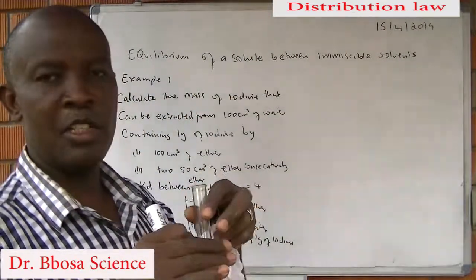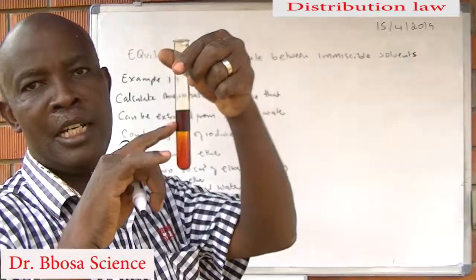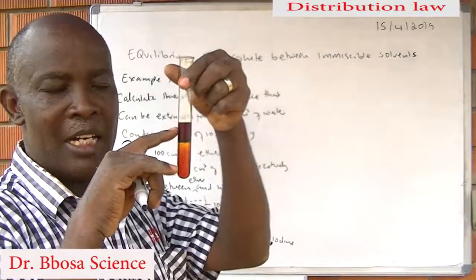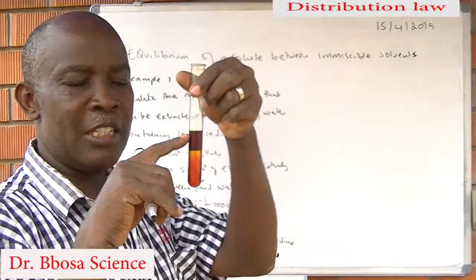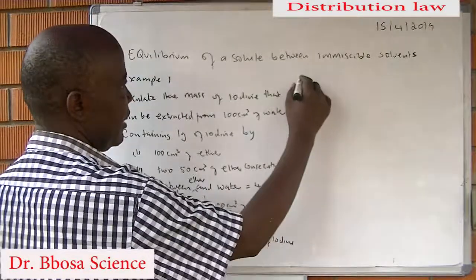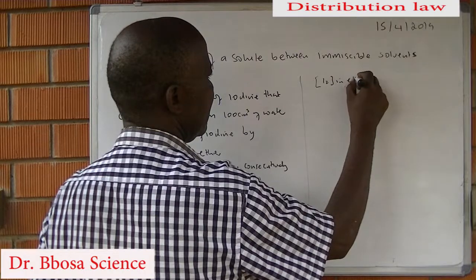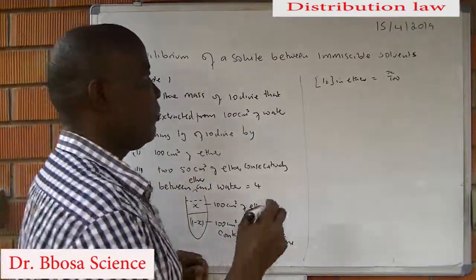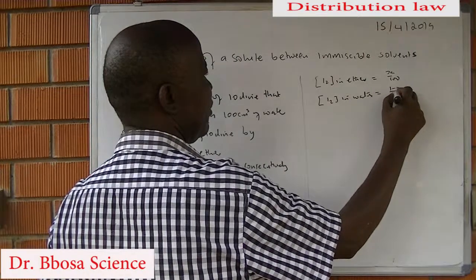In our previous demonstration, we saw that when iodine is in water and we add an organic layer, part of the iodine is removed from water to the organic layer. So supposing x grams have come here, at first there was 1 gram in this aqueous layer, it means x grams go here, and here we shall remain with 1 minus x. Then the concentration of iodine in ether is equal to x over 100, mass over volume. Concentration of iodine in water is equal to 1 minus x over 100.